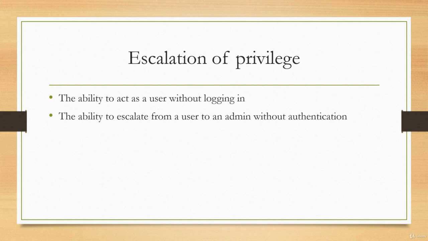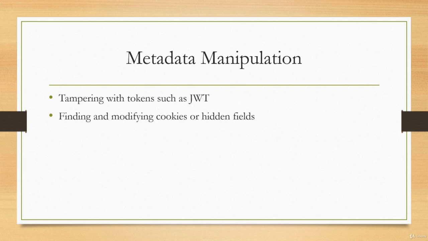If you find an application and you're able to find an escalation of privilege through that application, say a system level application, for instance, then you might be able to escalate yourself to an administrator without any sort of authentication. So that would be an example of escalation of privilege. And in general, things like metadata manipulation is very common.